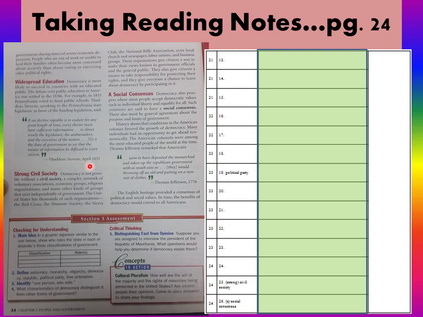Thaddeus Stevens, April 1835. So what I chose from this to write for number 24 is this very first sentence. Democracy is more likely to succeed in countries with an educated public. And I wrote that because on the page before for number 20, we had put the soil of democracy, and we had put the 5 things. This is the third aspect of the soil of democracy. So what this shows is that an educated public is one of the foundations of a good democracy.